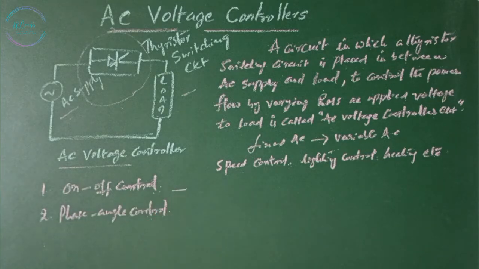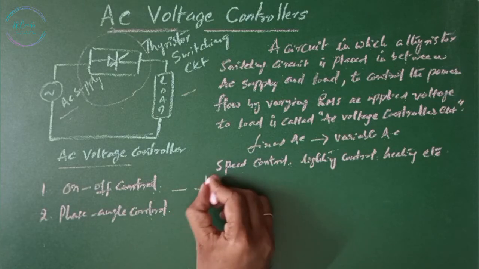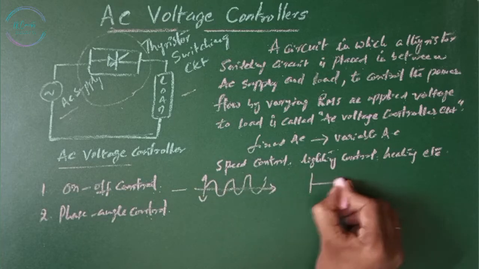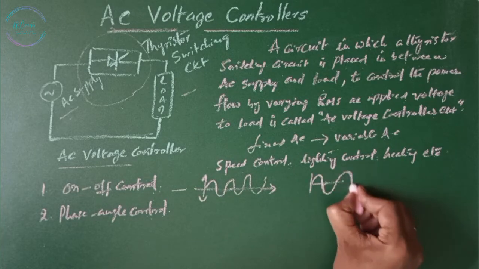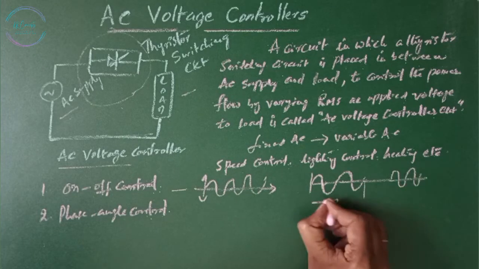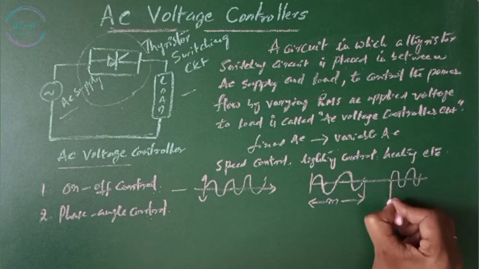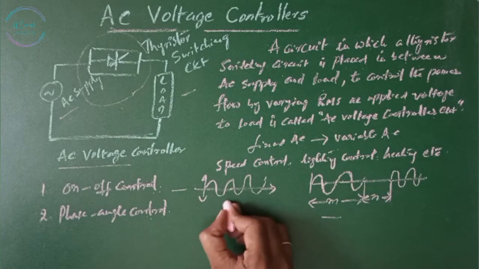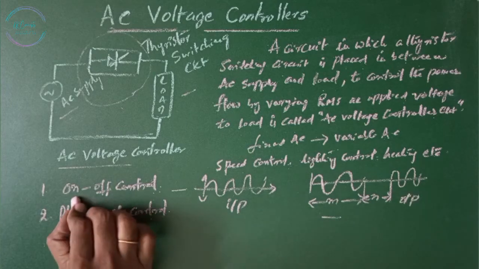In on-off control, thyristor switches connect the load to the AC source for a few cycles of input voltage and disconnect it for a few cycles. Let this be our AC supply, then it is turned on for a few cycles, cycle 1 and cycle 2, then it's turned off and again turned on. Let this be n cycles on and m cycles off. This is our output, whereas this is our input in on-off control.